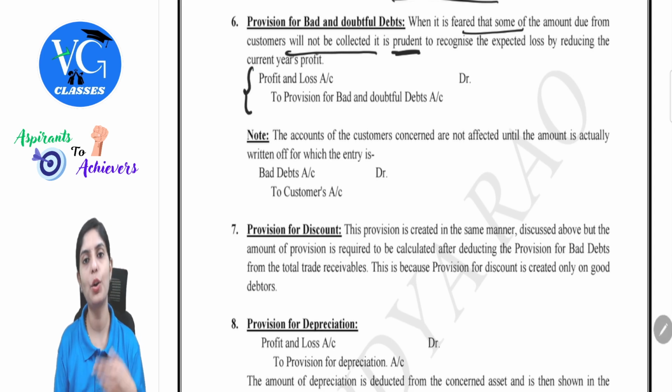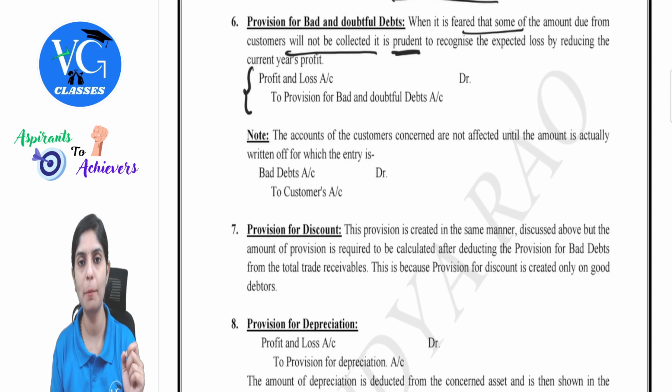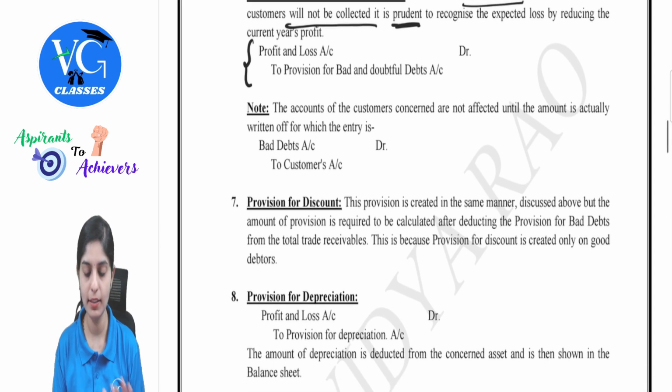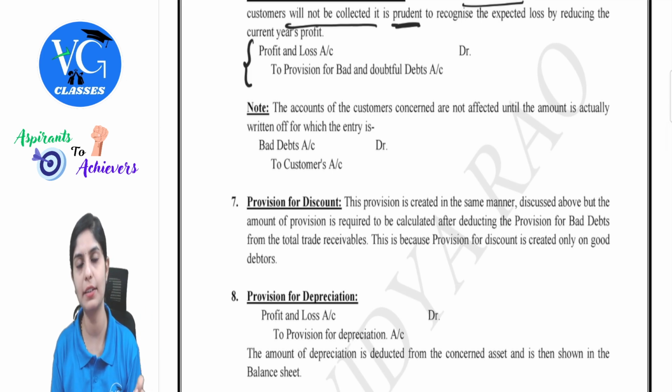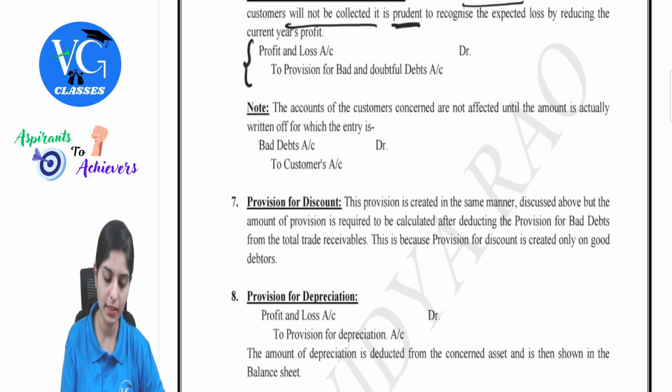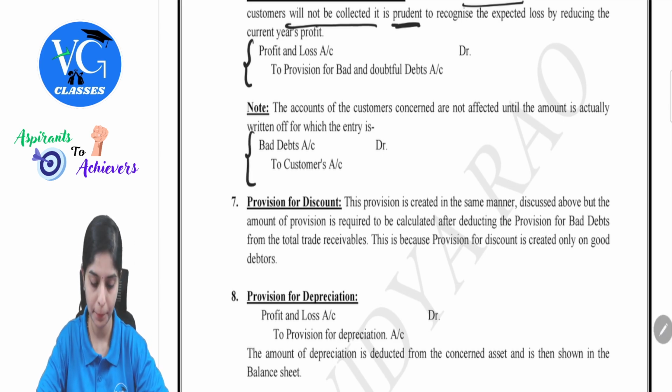To provision for whatever purpose you have created, be it for bad or doubtful debts. If you remember, under bad debts also, we understood this would be the entry. The accounts of the customers concerned are not affected until the amount is actually written off, for which the entry is: that is, each individual customer's account will not be reflected or affected until and unless this entry is passed. That is, bad debts account debit to customer's account.